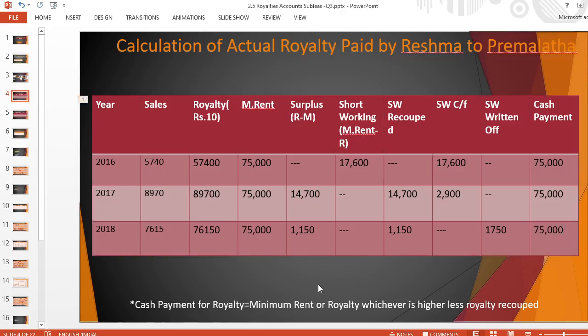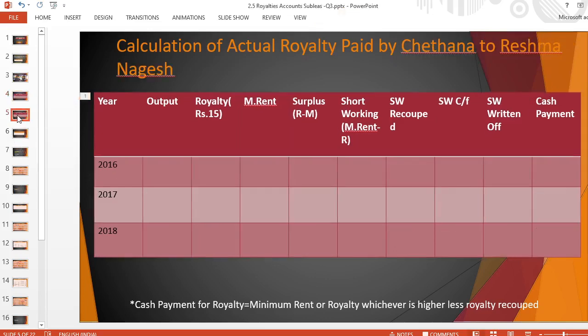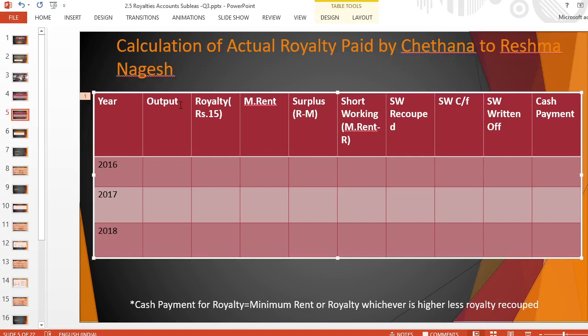So hope you understood the preparation of the royalty table from lessee to lessor. Here you should consider only this special adjustment. There is a royalty based on the sales, and the sales represents the total sales of lessee and sublessee. After this, I'll consider the second royalty table, which is royalty payable by sublessee to lessee. Here I should consider the output.